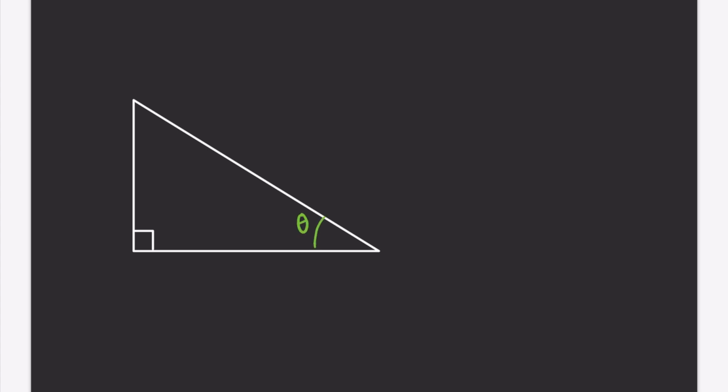We have the internal angle theta, and opposite theta, we have the side length, which we call opposite, or we can also just call it O. And opposite the right angle, we have the hypotenuse, or we can also call it H. And the remaining side length, besides the right angle, is called adjacent, or A.